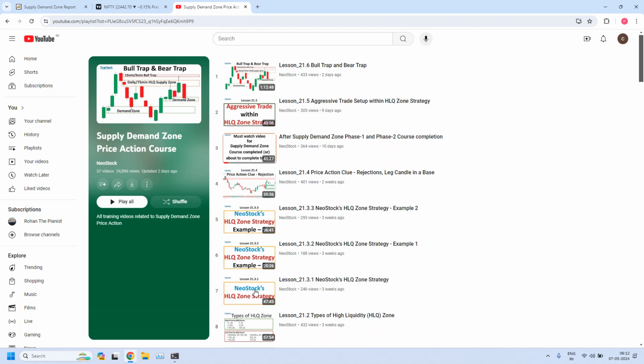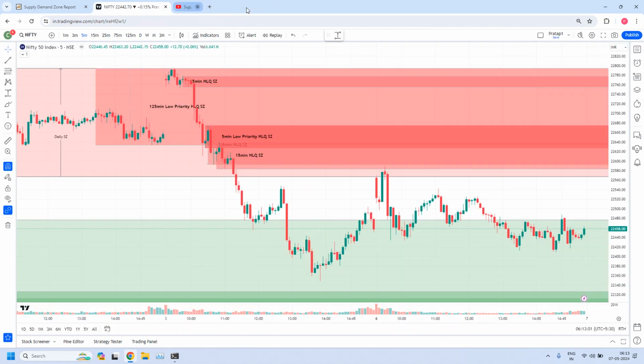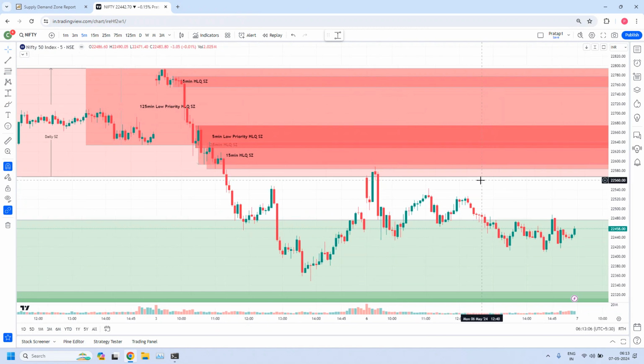Now let's get into the Nifty analysis. See, we haven't seen much change in Nifty 50 except in the 5 minutes time frame. In 5 minutes, a new high liquidity supply zone is created. So let us identify the new resistance level in this chart.